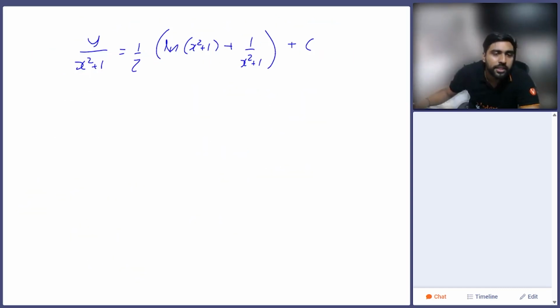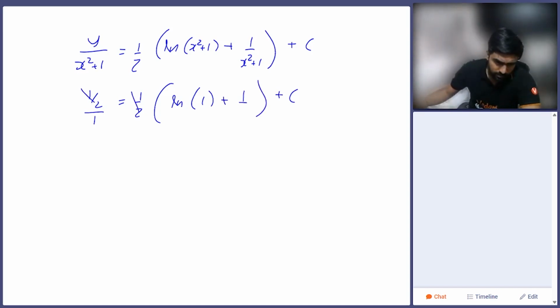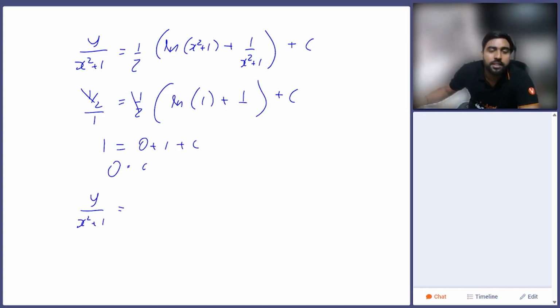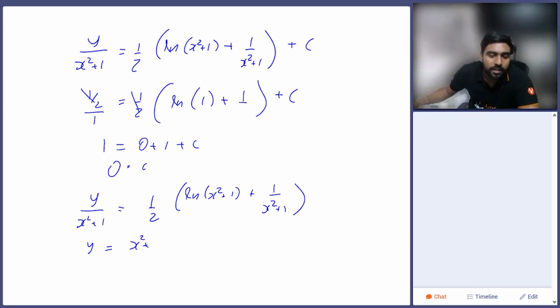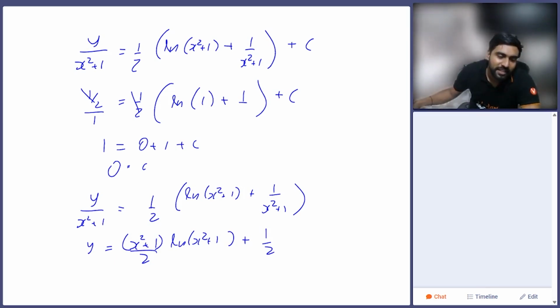Here it passes through the point 0 comma 1 by 2. So substitute 0 comma 1 by 2 over here. So 1 by 2 equals 1 by 2 ln 1 plus 1 plus c. So 1 by 2 cancels. You have 1 equal to ln 1, which is 0, plus 1. That's c equals 0. So what is the function? y upon x square plus 1 is equal to 1 by 2 times ln of x square plus 1 plus 1 upon x square plus 1. So you have y equals x square plus 1 by 2 into ln of x square plus 1 plus 1 by 2. This is the final expression that we have.